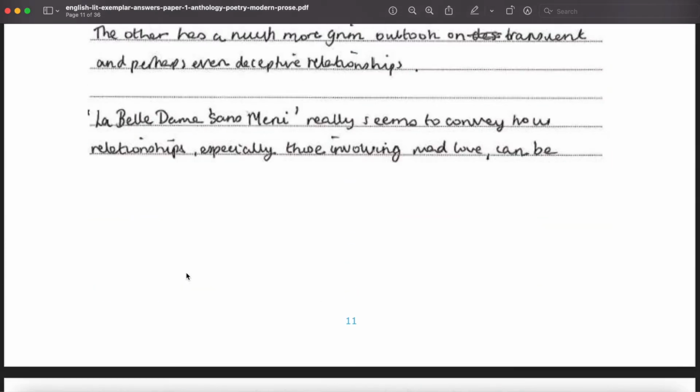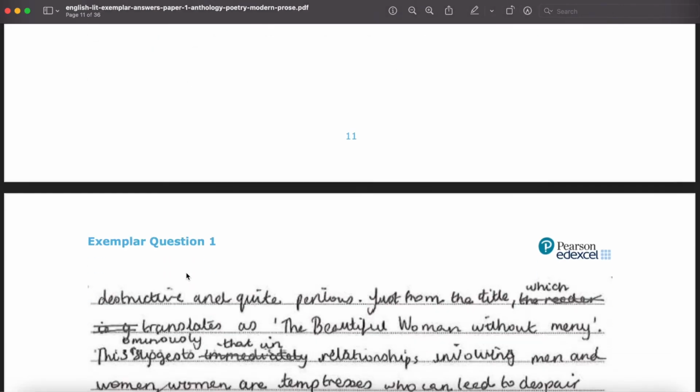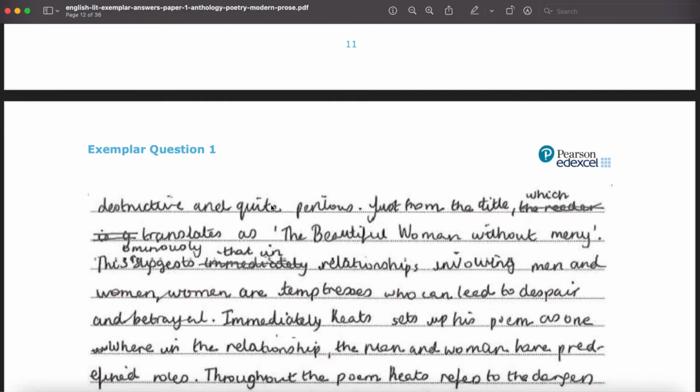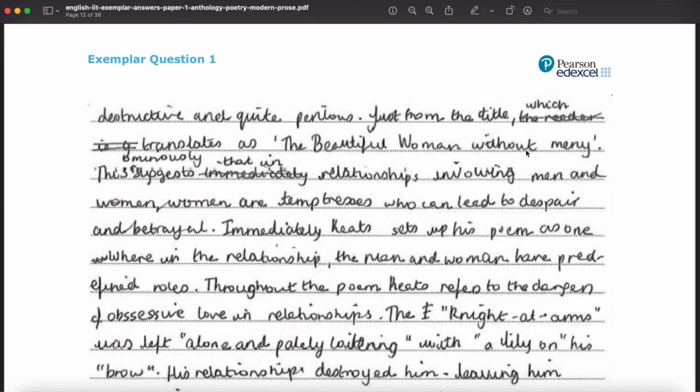Okay, so now what this student is doing is talking about La Belle Dame Sans Mercy only. Right now they're shifting their focus. The introduction is over, so they're shifting their focus to La Belle Dame Sans Mercy and how it portrays the relationship and what it is implying in the poem about relationships, which is that they're destructive and quite perilous, especially when you focus on the title. Okay, so this is a very good reference to the title. If you mention the title, you get bonus points because it means you're paying attention. Okay, so The Beautiful Woman Without Mercy.